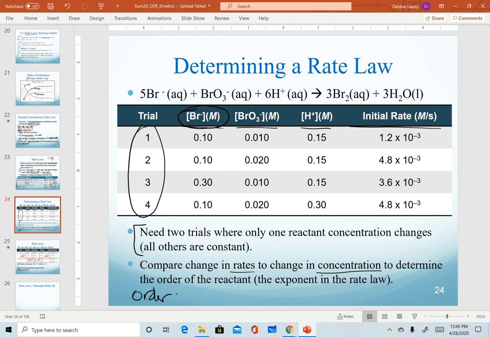And just so you know, for purposes of this class, your values for orders will only be 0, 1, or 2. They can be anything. They can be negatives, they can be fractions, they can be larger. For purposes of this class, we will only use these three values.